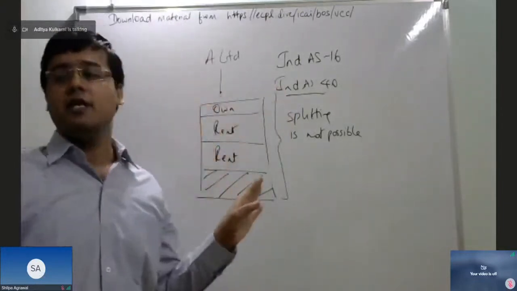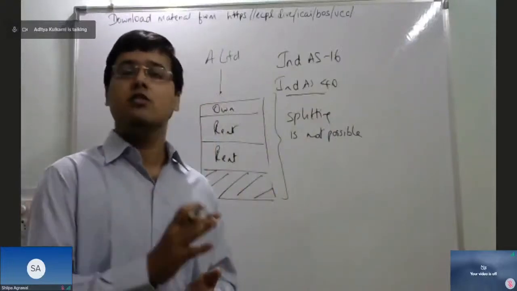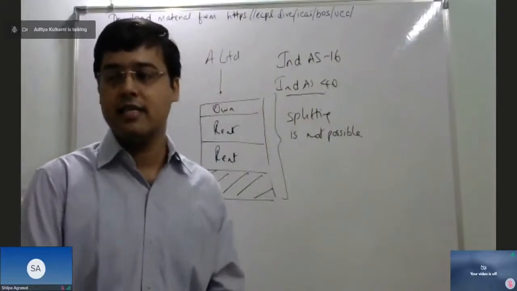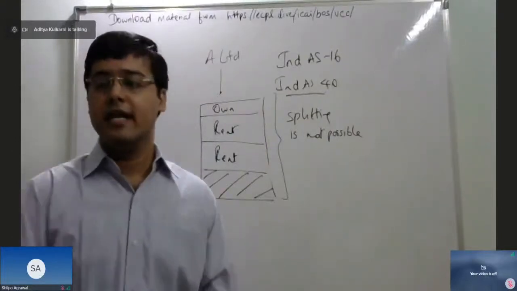And if you are able to split, please split your properties. The properties which are owner occupied will be under Ind AS 16. The properties which generate rental incomes would be under Ind AS 40.